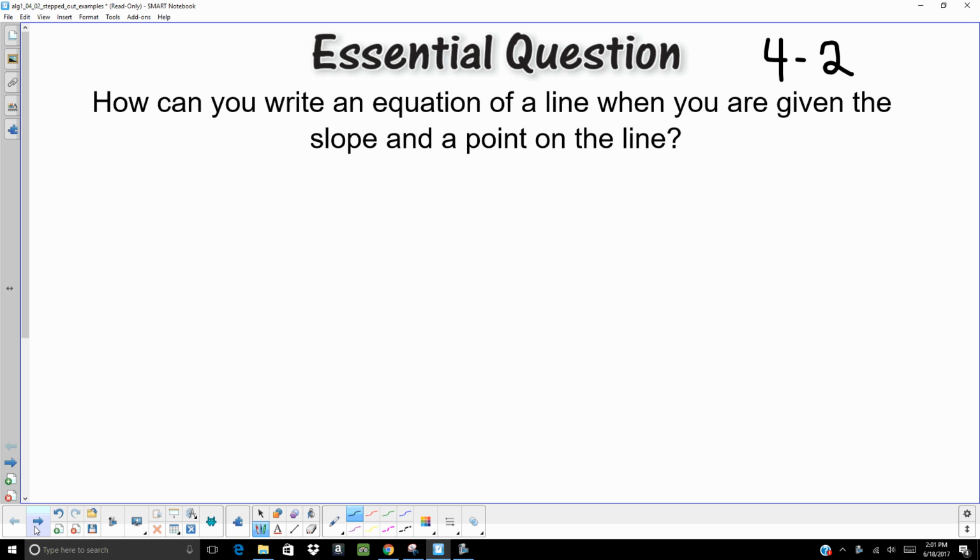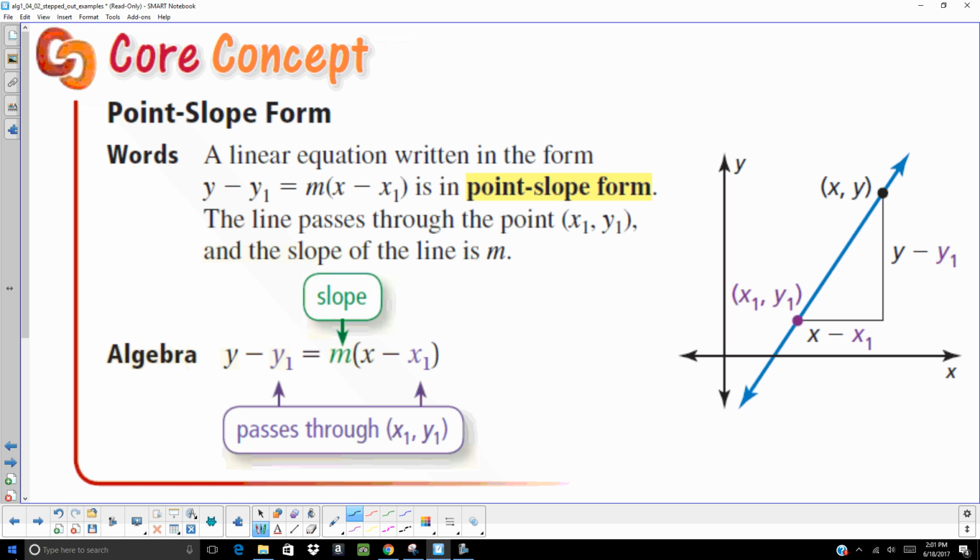Pretty much just listen to the name. If you're given a slope and an intercept, you'll want to use the slope-intercept form, y equals mx plus b. If you're given a slope and a point, you're going to want to use the point-slope form. And I'm sure right about now you're asking yourselves, gosh, I wonder what that point-slope form is. Well, don't want to disappoint you.